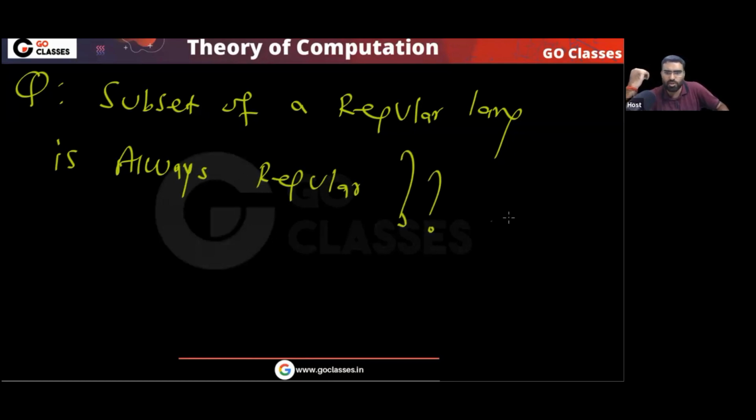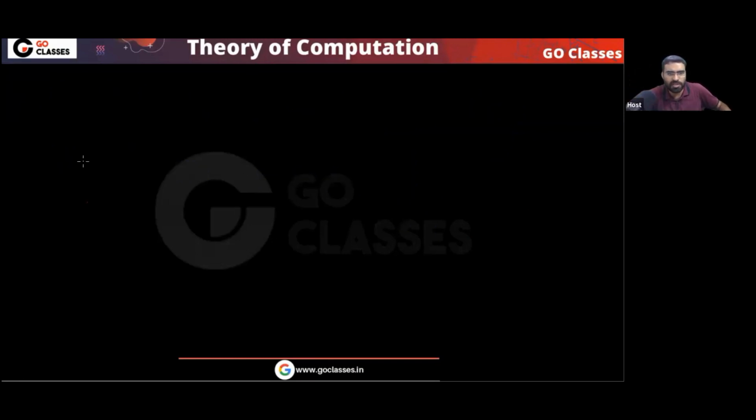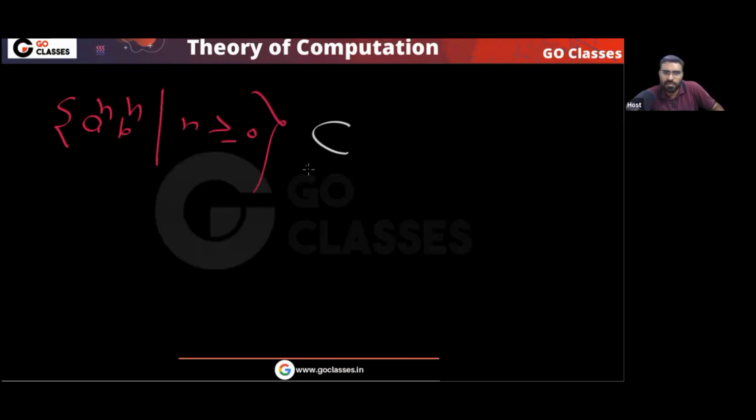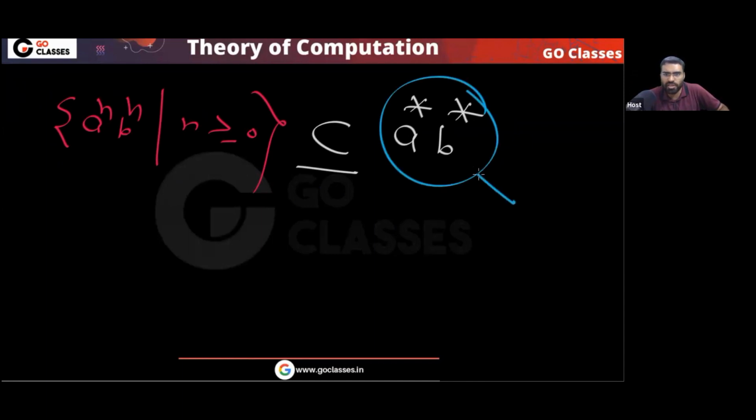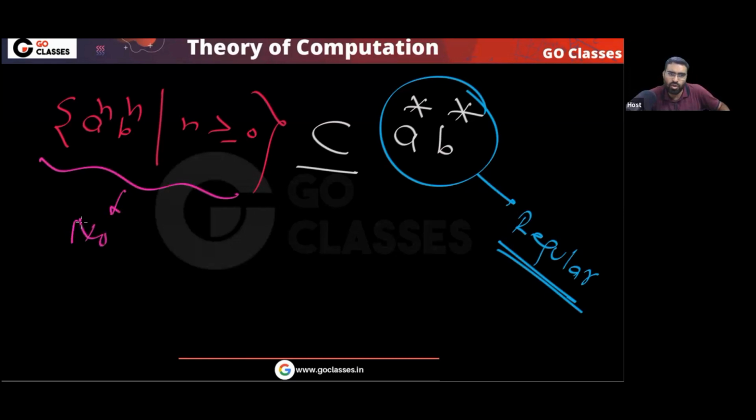The answer to this question is also no. Can you give me one example? For example, consider A power n, B power n. This is a subset of A star, B star. Agree? This is regular because you can create a DFA or an NFA, and this is non-regular.